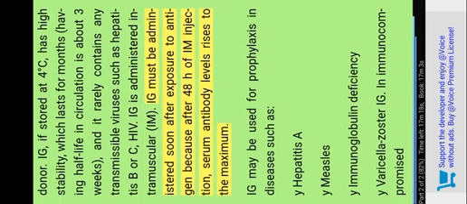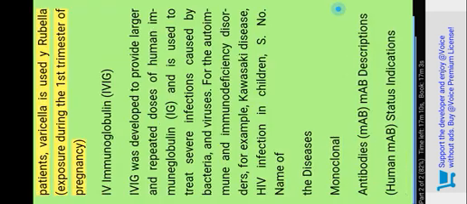IG must be administered soon after exposure to antigen because after 48 h of IM injection, serum antibody levels rise to the maximum. IG may be used for prophylaxis in diseases such as hepatitis A, measles, immunoglobulin deficiency, varicella zoster IG in immunocompromised patients. Varicella is used for rubella exposure during the first trimester of pregnancy.